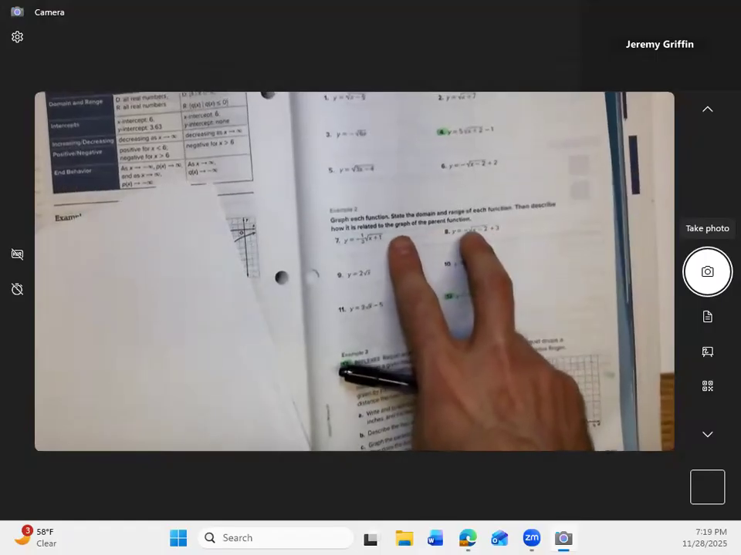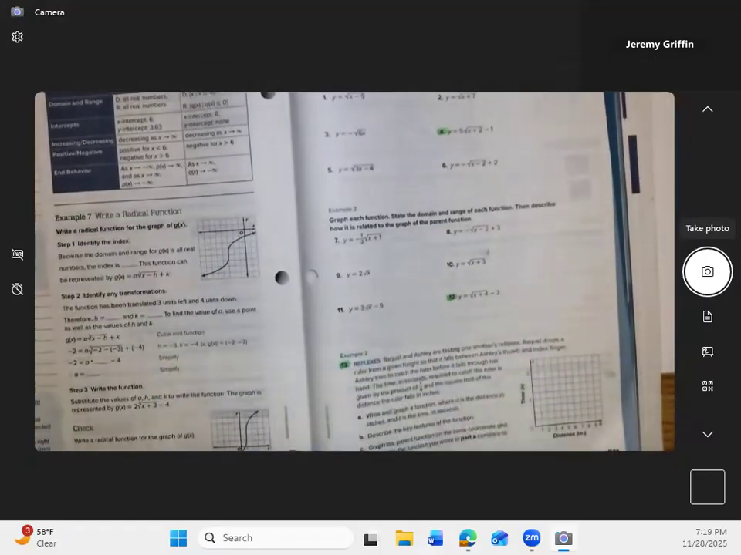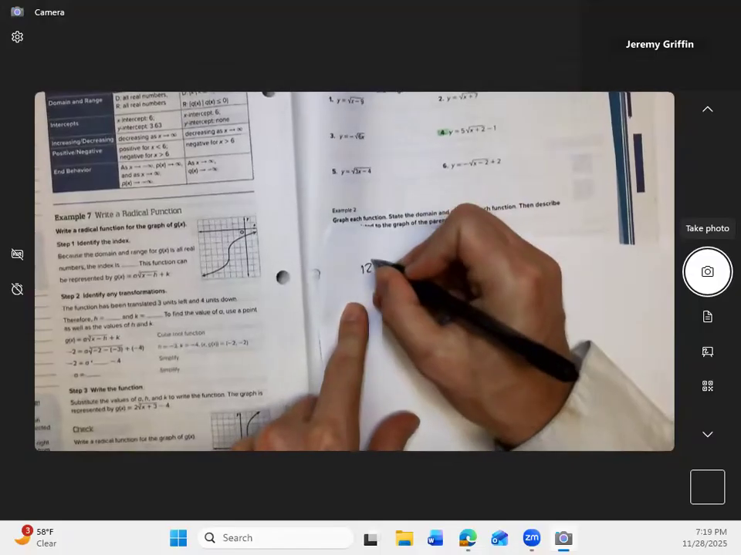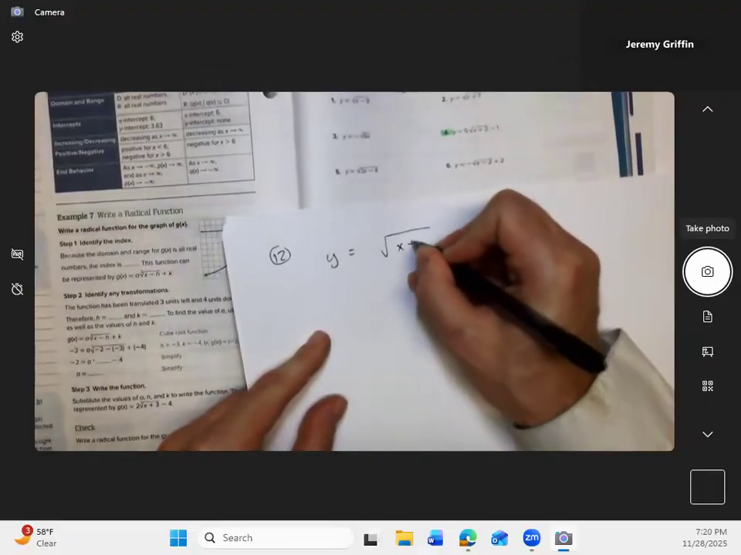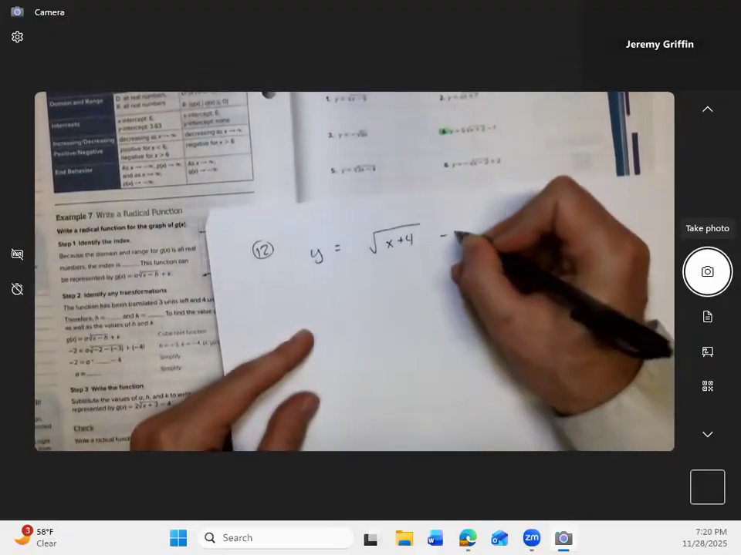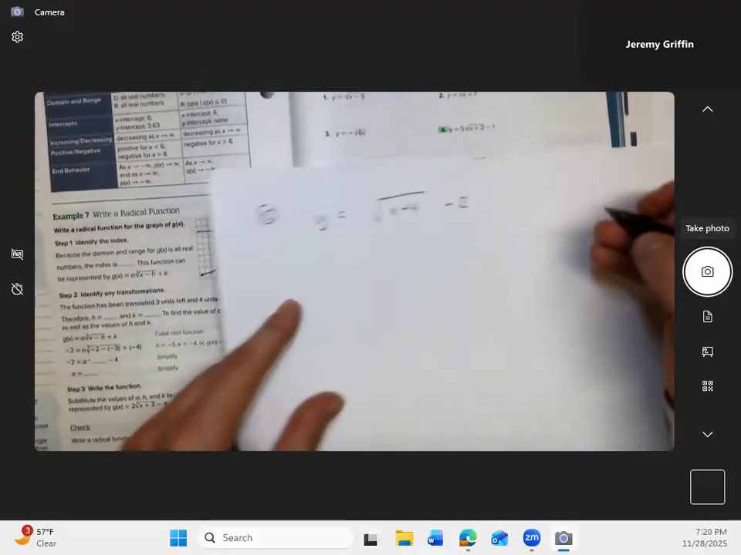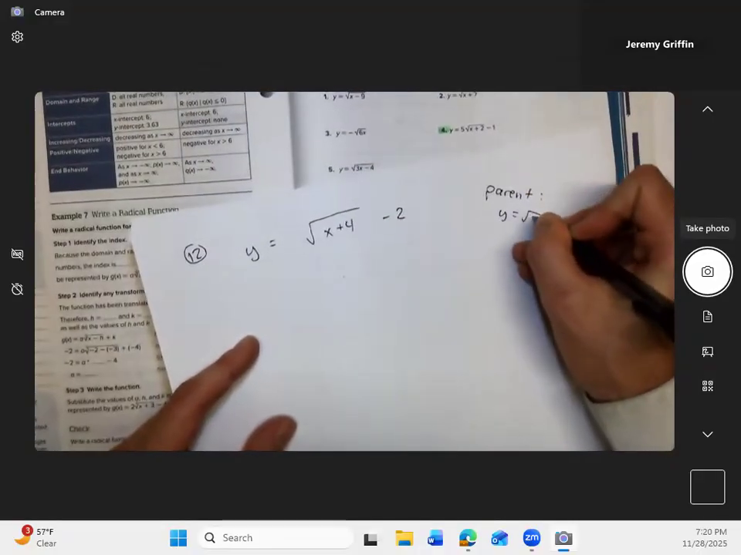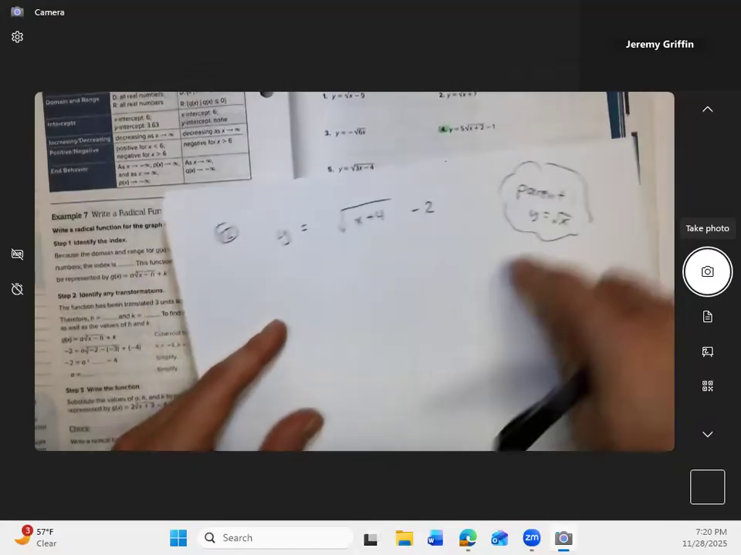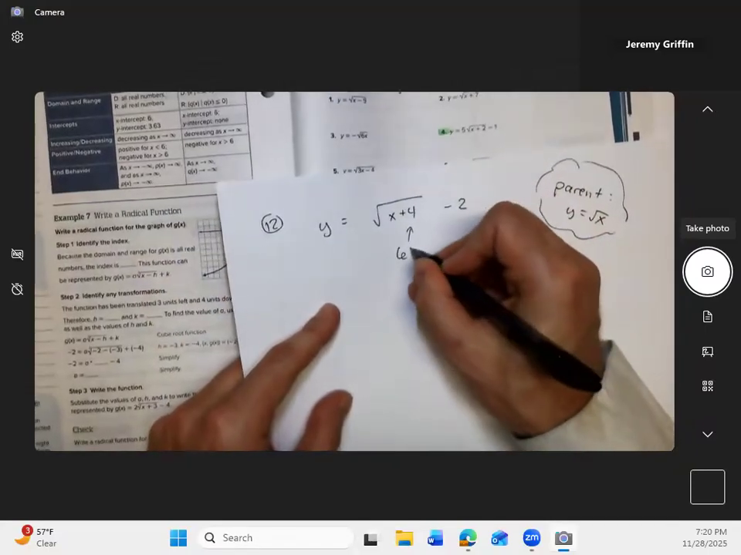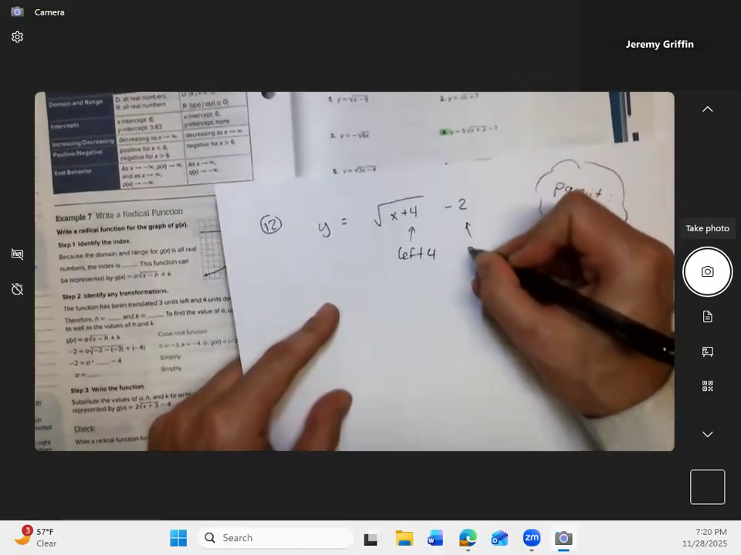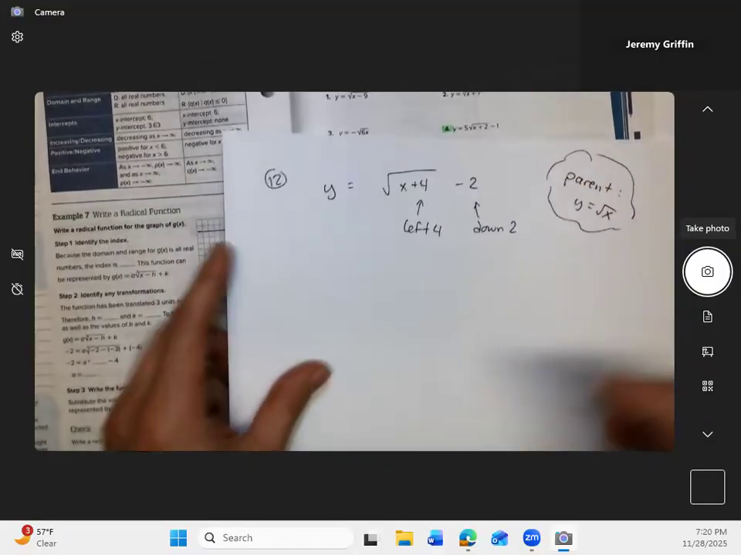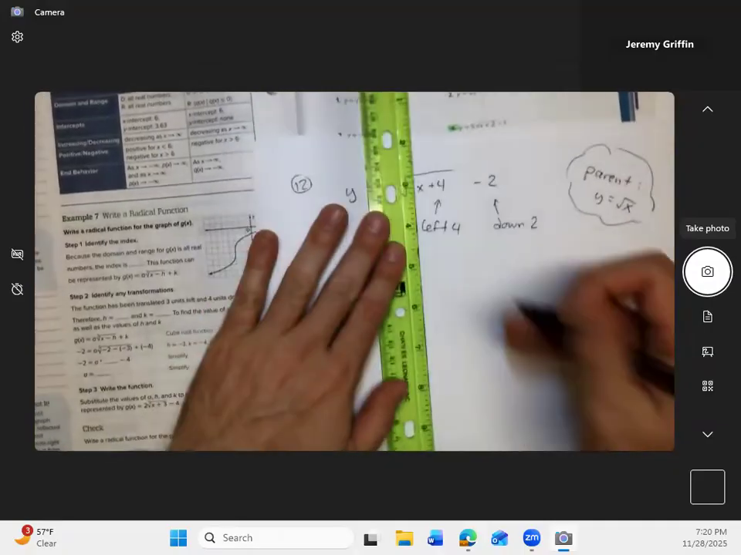Number 12. State the domain and range, and how is it related to the parent function? So basically what we just did. We've got y equals root of x plus 4, and then minus 2. From the parent function, y equals root x, relative to the parent, this is going to go left 4, down 2, and that should be it. There are no stretches or anything like that.